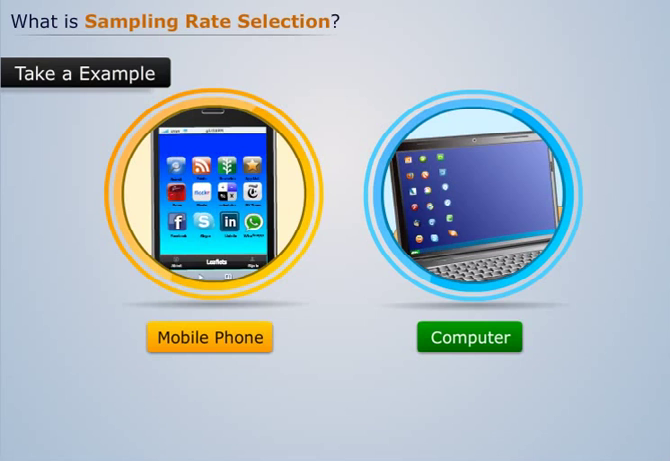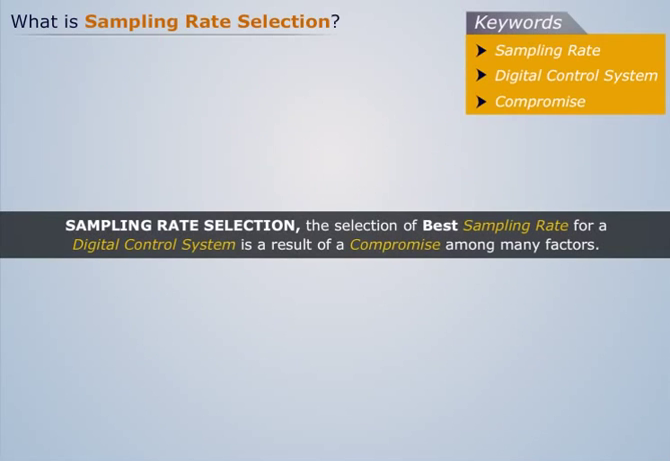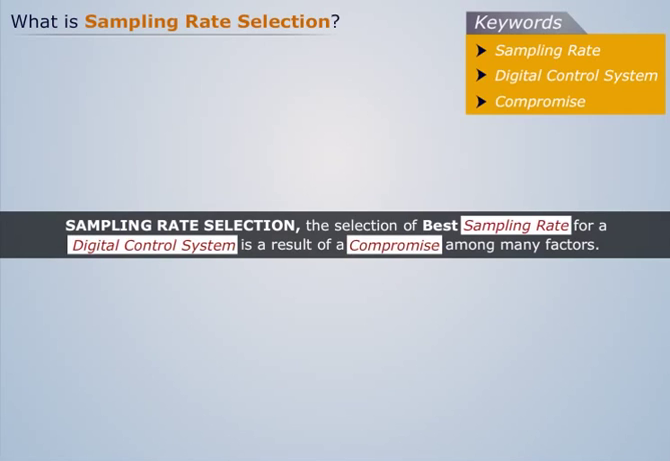Thus, on correlating, we can say that, according to sampling rate selection, the selection of best sampling rate for a digital control system is a result of a compromise among many factors. Let's start with the first compromising factor. The main reason for lowering the sampling rate is cost.